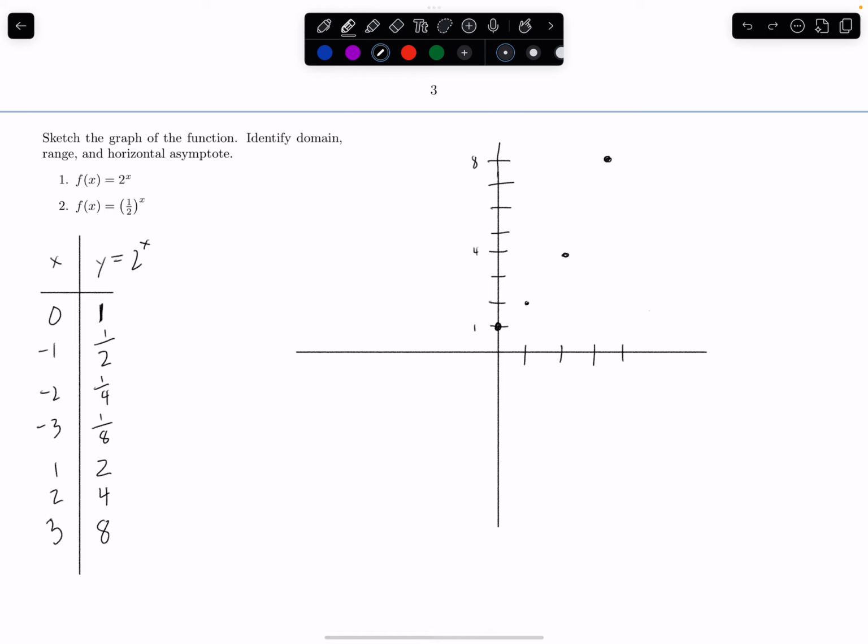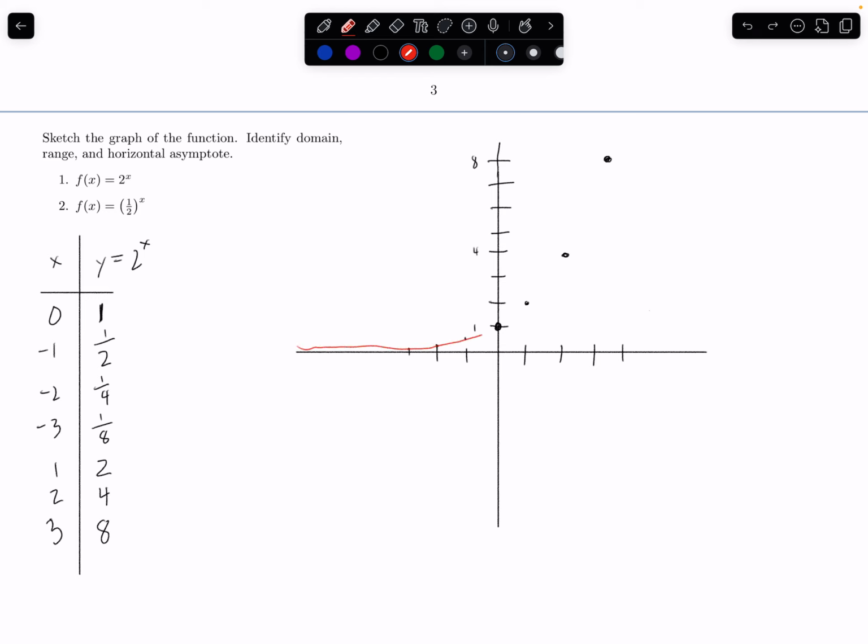And then what about the left? It's halving each interval. So -1 is a half. -2 is a fourth. -3 is an eighth. And so you see what's happening here? It's getting closer and closer to the x-axis, but it's never going to touch. So we have this horizontal asymptote there.